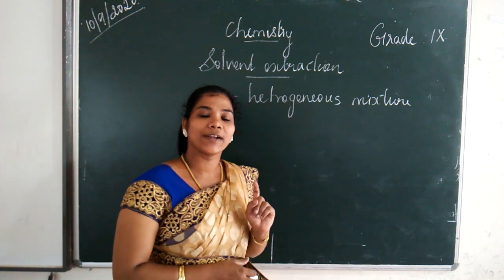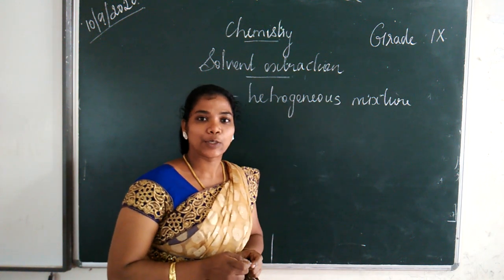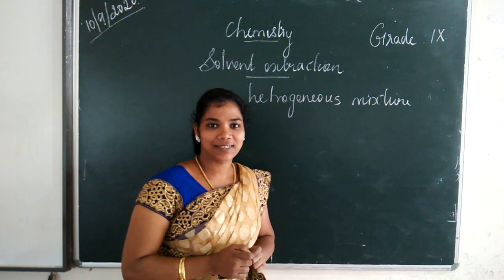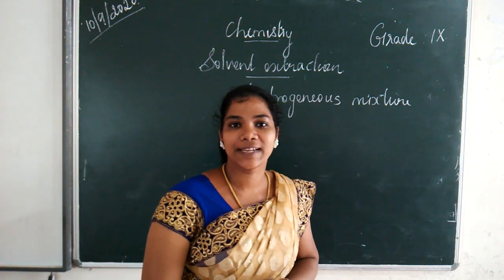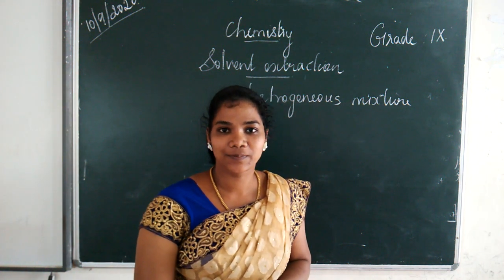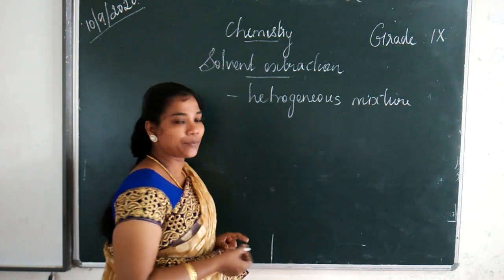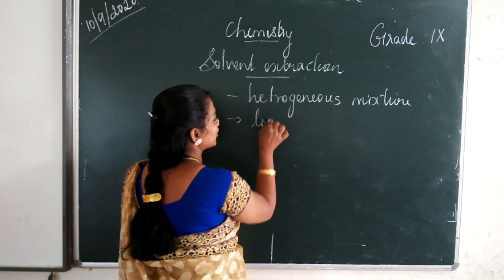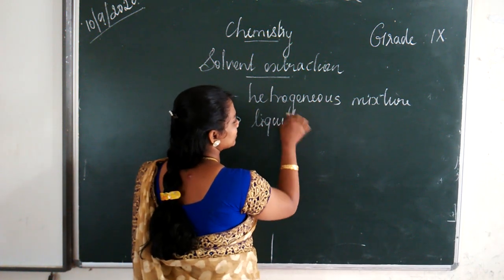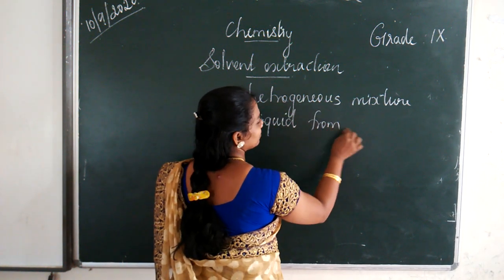Okay. Sublimation, what type of mixture did we separate? Do you remember? Solid from solid, isn't it? What's the example we studied? Ammonium chloride and sand, you remember, isn't it? Today we are going to see how to separate liquid from liquid.